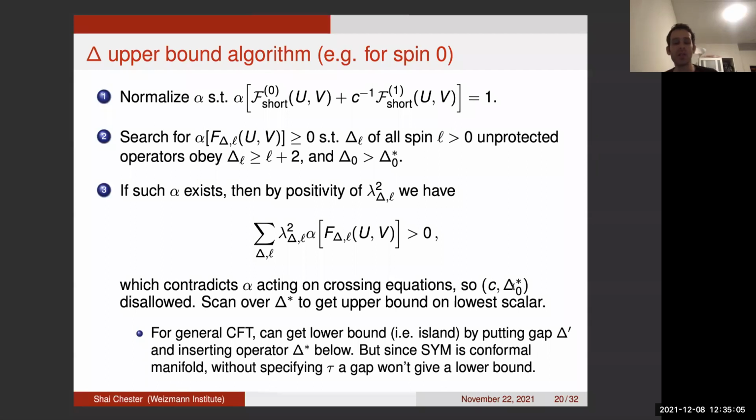Now, I should note that for a general conformal field theory, you could also get lower bounds, which when combined with upper bounds give you an island, by putting some gap delta prime above delta 0 star and then interpreting the operator below. But the reason why this wouldn't be useful for Super-Yang Mills, at least in the current setup, is that because it's a conformal manifold and because you're not inputting the value of tau, you're putting bounds on the entire conformal manifold, which go all the way from the free theory up to say what the true upper bound is. And so that means the lower bound would always be trivial because they would just be the free theory if you do not put in the value of tau.